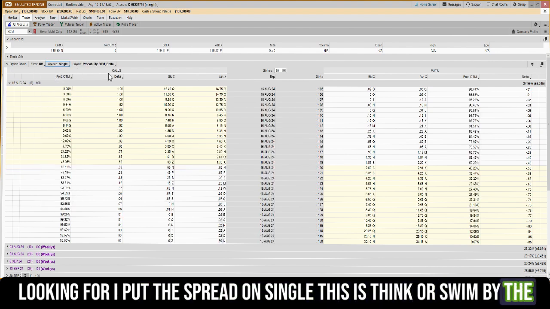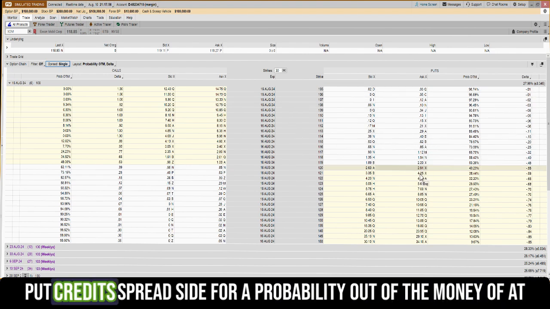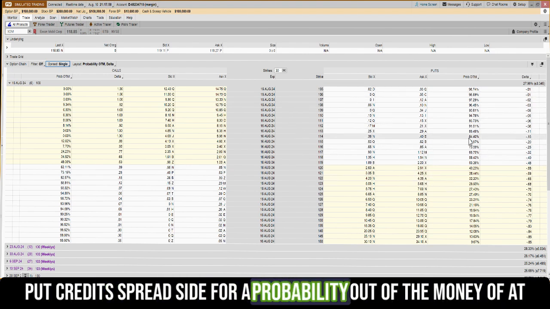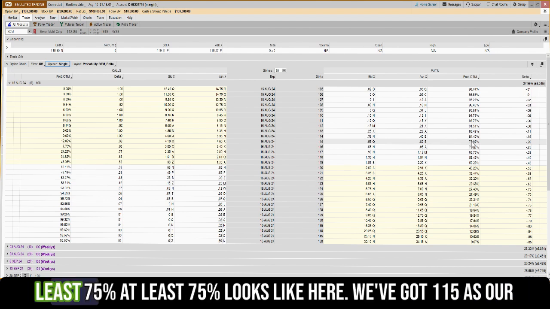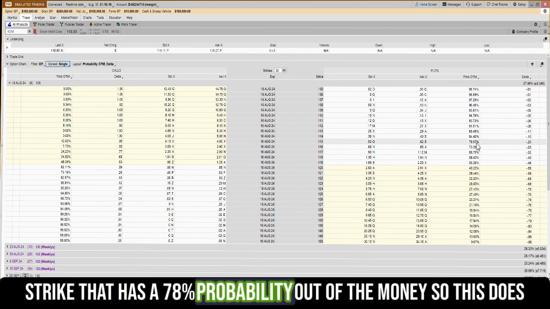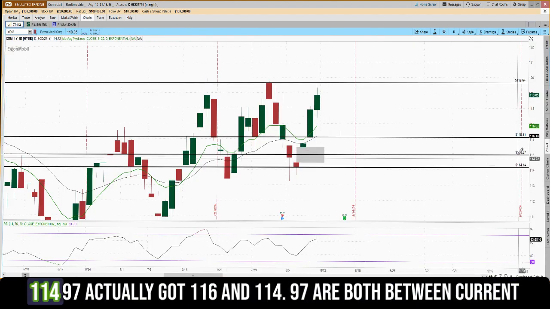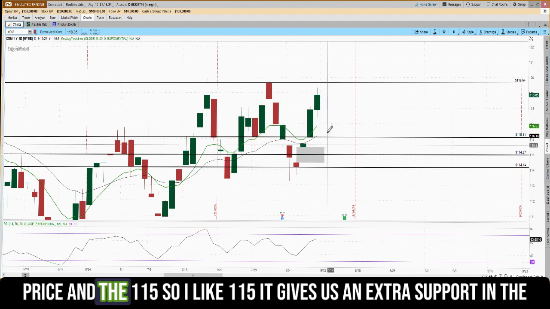This is Thinkorswim, by the way. That's what I use for my charting platform. And I look on the put credit spread side for a probability out of the money of at least 75%. Looks like here we've got 115 as our strike that has a 78% probability out of the money. So this does correlate with the fact that when I looked at the support, I see 114.97, and 116 and 114.97 are both between current price and the 115.